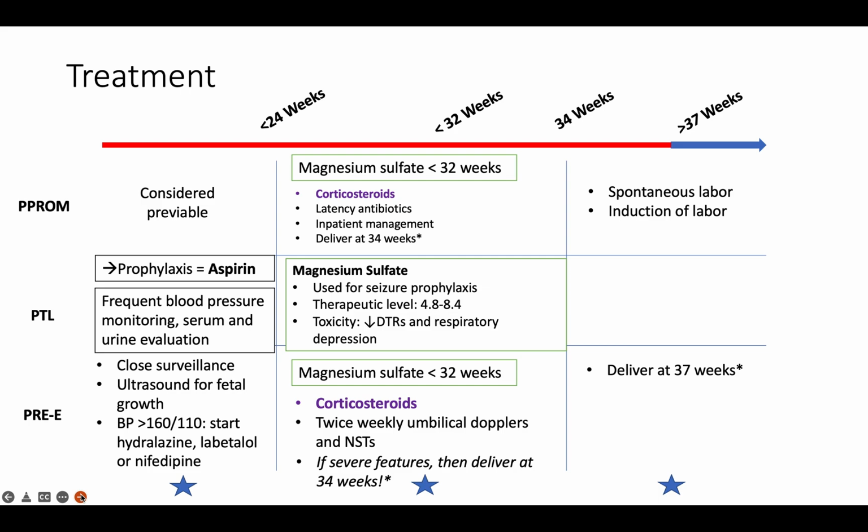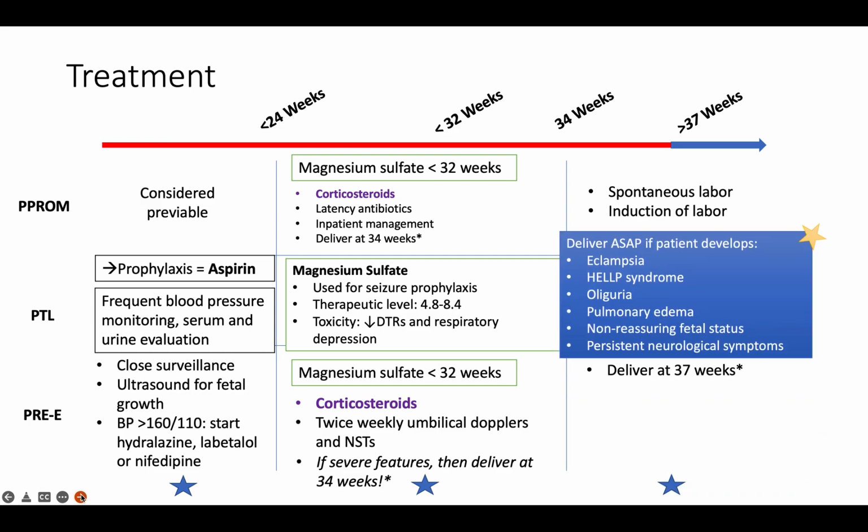disturbances. Now, there are 3 stars on the slide, meaning if a mom develops any of the blue box symptoms, they're delivered regardless of gestational age. So if a mom has developed seizures and eclampsia, HELLP syndrome, oliguria, pulmonary edema, non-reassuring fetal status, or persistent neurological symptoms, we deliver regardless of gestational age. And delivery route is determined by the factors mentioned before, can be vaginal, can be C-section.